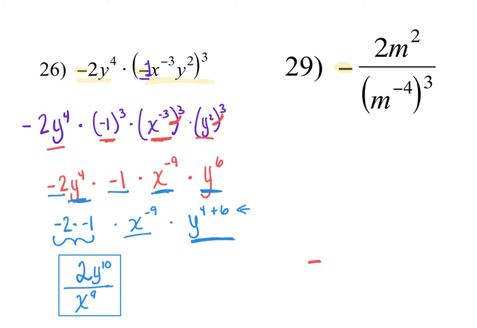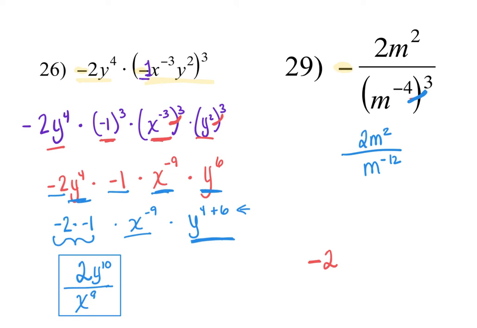All right, the first thing I'm actually going to do is simplify this group. So I am going to leave the 2m squared alone, and I'm going to simplify this. How do I simplify that m to the negative 4 to the 3? I multiply. What is negative 4 times 3? Negative 12, all right? So let's look at my numbers. 2. Can I simplify that 2? No, that is just how my answer is going to be, with a 2.